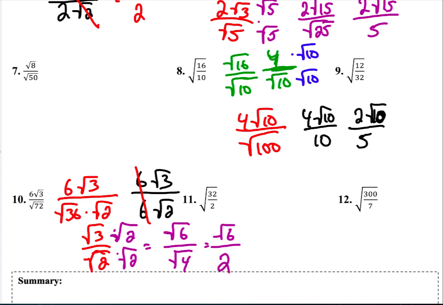So I'm just using those rules, but then I need to have that extra step of multiplying by that common factor in order to rationalize my denominator and make it something that meets all of my requirements.